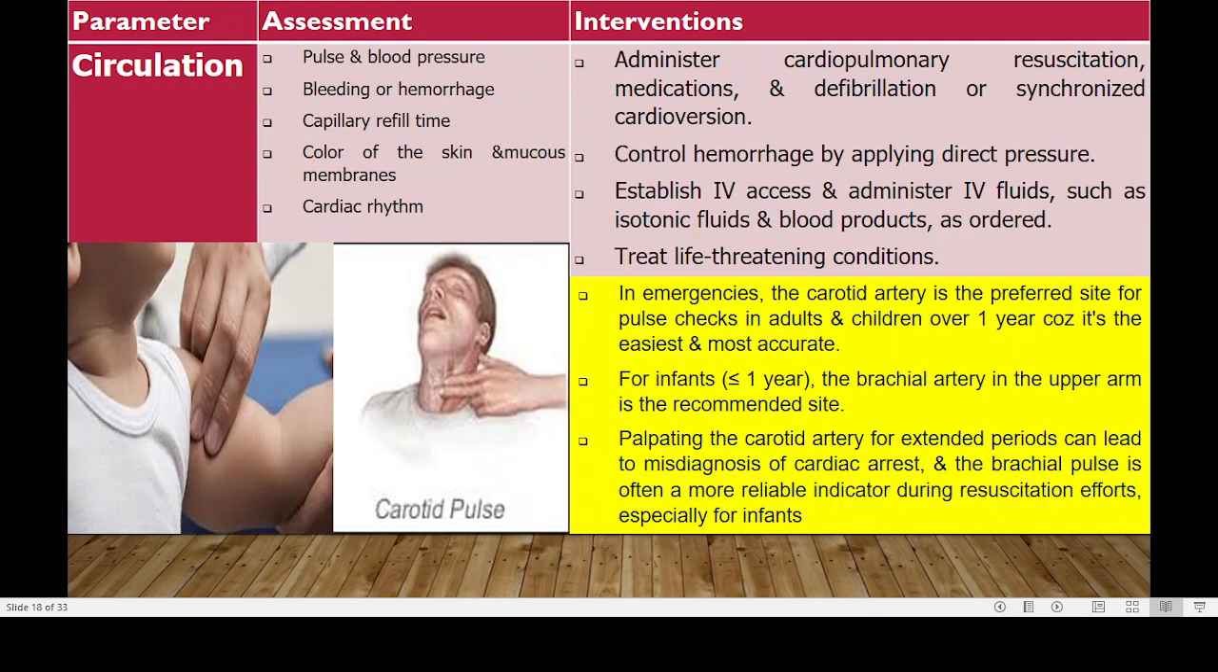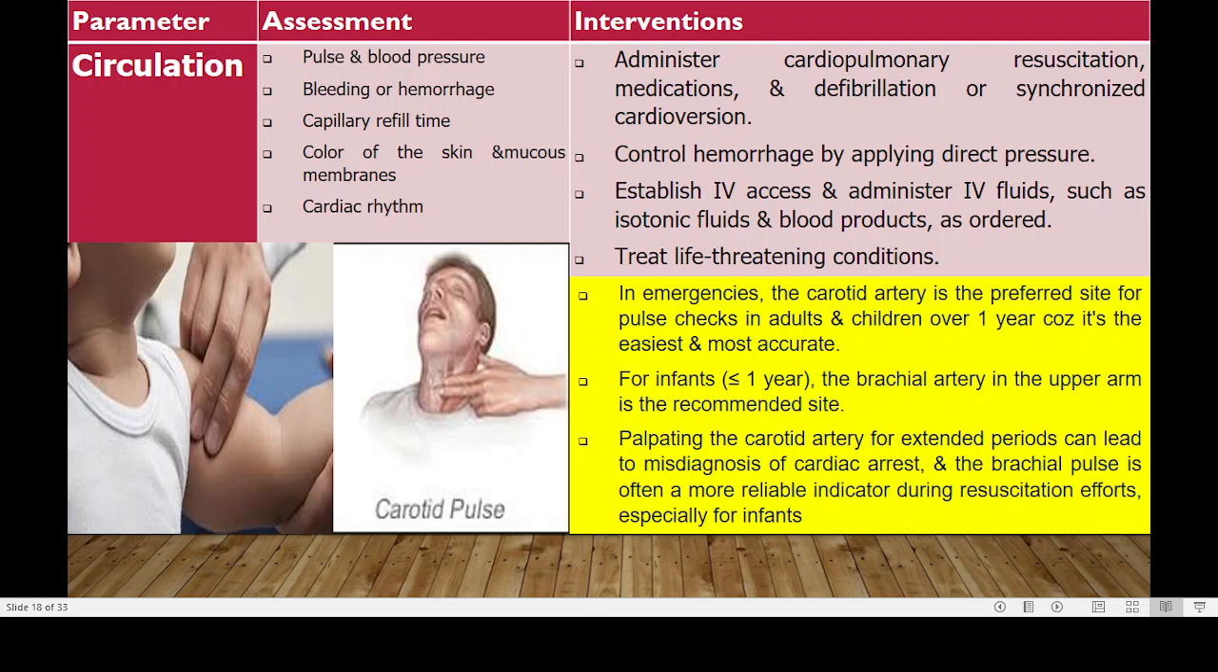C is the circulation. What you are assessing is for the pulse, the blood pressure, if there is any bleeding, if you also look at the capillary refill time, the color of the skin and the mucous membranes, and the cardiac rhythm. So remember, you need to palpate the carotid pulse for an adult and also the brachial pulse in infants.